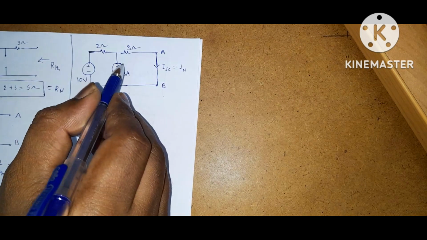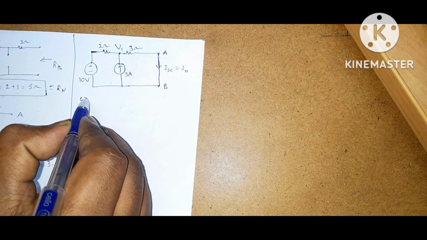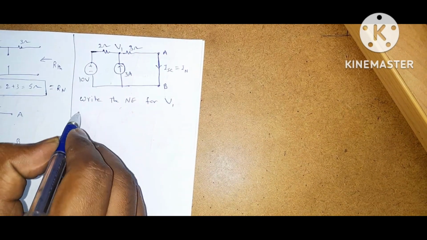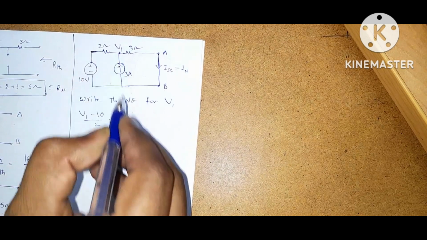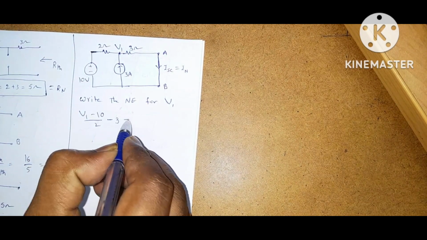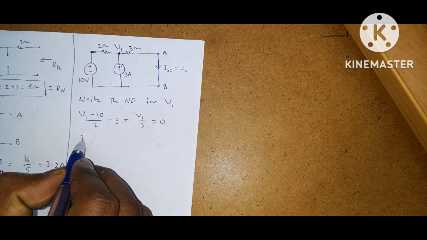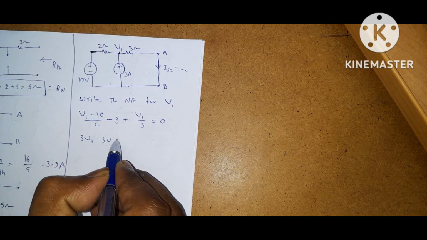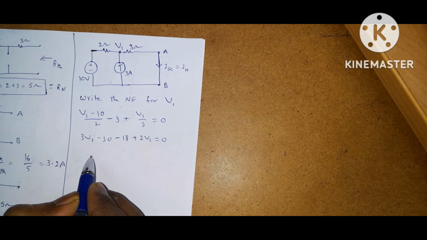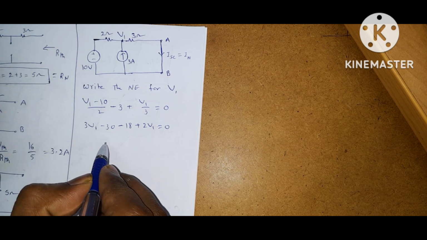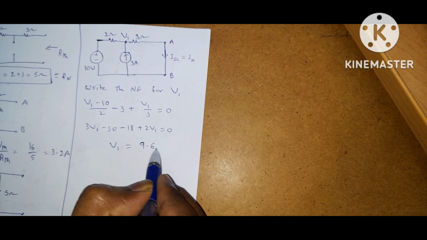Okay, to find this I Norton, let the node voltage be V1. Write the node equation for V1. So what are you getting? V1 minus 10 by 2. This current is coming towards this node, so this is minus 3 plus V1 by 3 is equal to 0. So 3V1 minus 30 minus 18 plus 2V1 is equal to 0. If you solve this, V1 is equal to 9.6 volts.